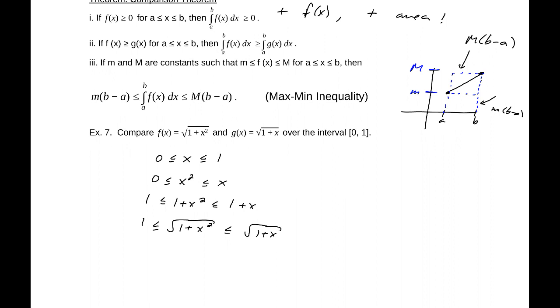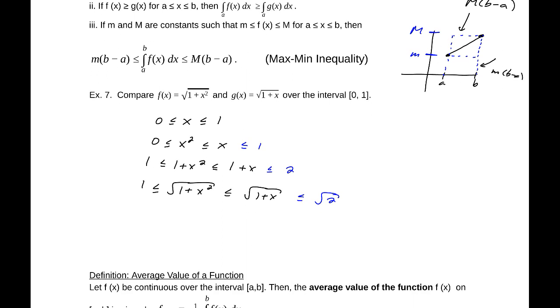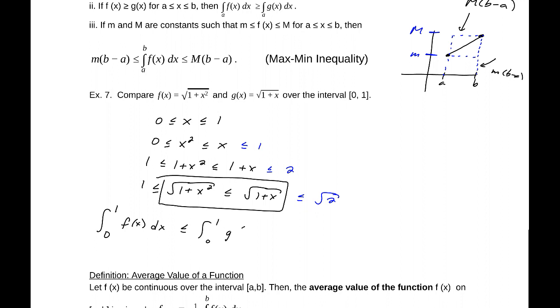I'm going to add one more restriction back here. x is less than or equal to 1. Which means this is less than or equal to 2, which means this is less than or equal to the square root of 2. Okay, so what I can say, based on this statement of fact, is that the integral from 0 to 1 of f of x dx is less than the integral from 0 to 1 of g of x dx.